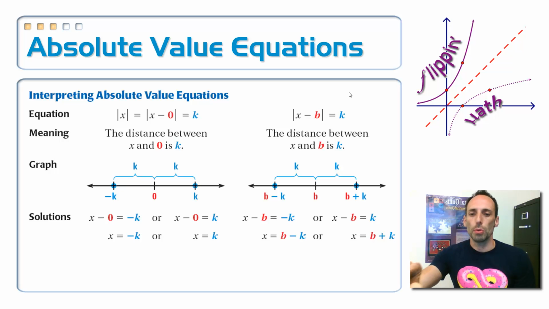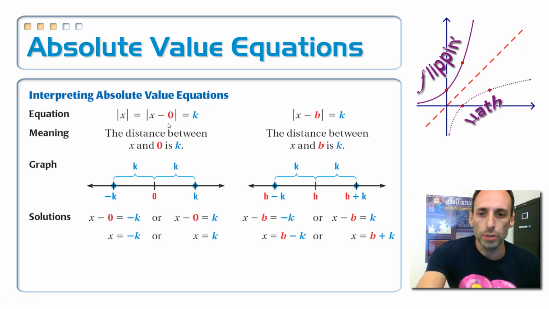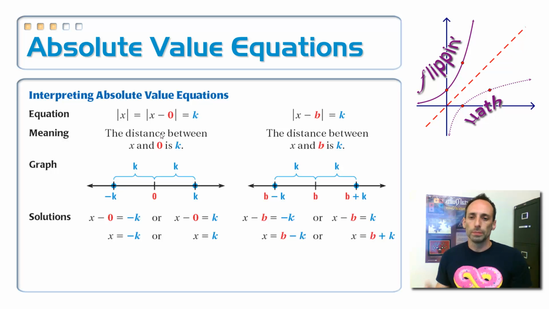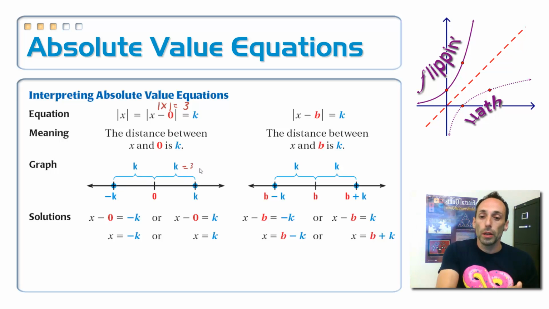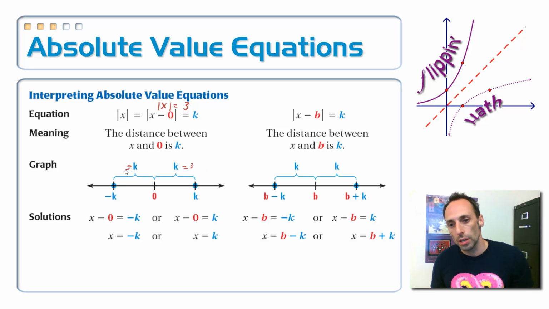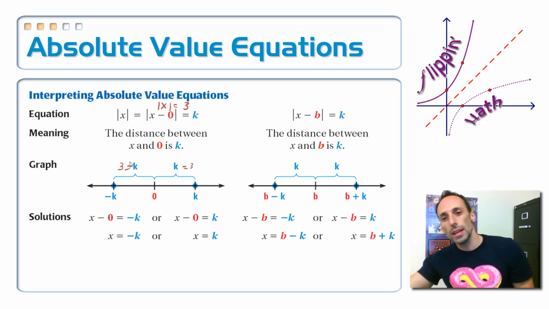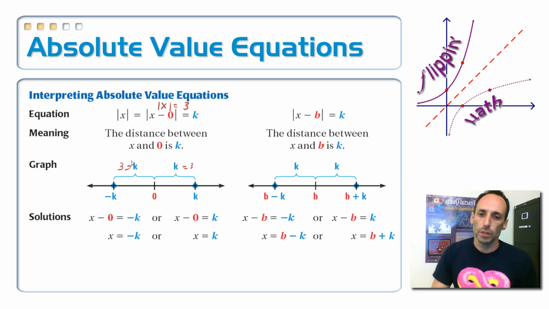Okay, so let's look at the graph right across the middle. And maybe I'll throw some numbers in here so that it might make a little bit more sense to you. Let's just say, for example, the absolute value of x is equal to 3. So down here on the graph, this is saying that this k value is 3 to the right, so it could be the number 3, or 3 to the left, in which case it would be negative 3. To the left and to the right.